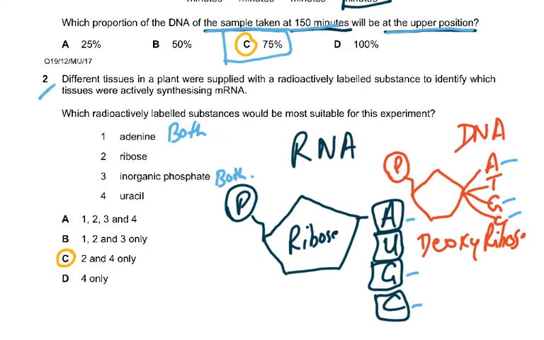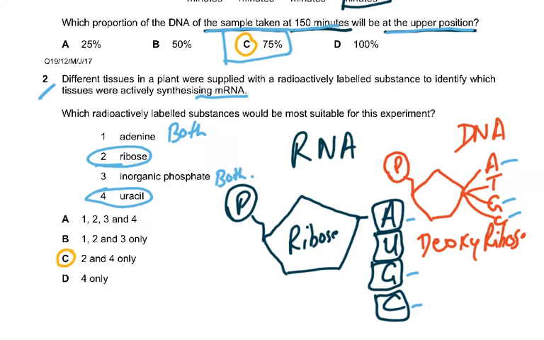Question number two. Different tissues in a plant were supplied with a radioactively labeled substance to identify which tissues were actively synthesizing RNA. Now, if you look at the structure of RNA, it has ribose, DNA has deoxyribose, four bases ATGC and AUGC. The important thing that you had to see was what was only present in RNA and which was not present in DNA. So the only thing present in RNA is uracil and ribose. Uracil is not present in DNA, ribose is not present in DNA. But adenine is present in all the RNAs and in the DNA, and inorganic phosphate is present in all the mRNAs and the DNA.